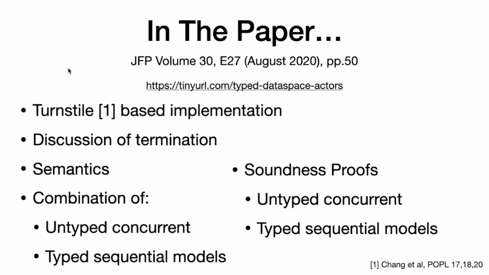There are many things included in the paper that I didn't cover in this talk, such as our prototype implementation using the Turnstile DSL, a discussion of the value of termination for dataspace actors, and a thorough semantics. The semantics allows typed STLC components to interoperate through an untyped substrate, the dataspace. We combine these untyped concurrent and typed sequential models and improve the soundness of this composition. You can find the paper in JFP Volume 30, August of 2020, and at the given link.